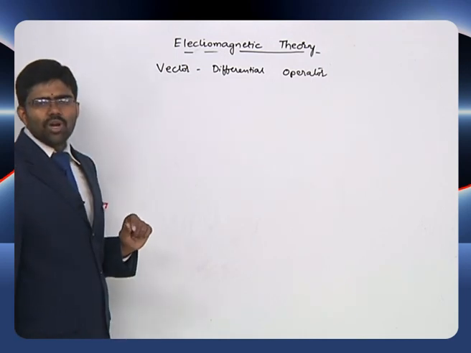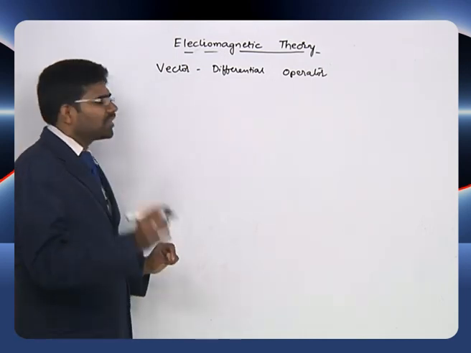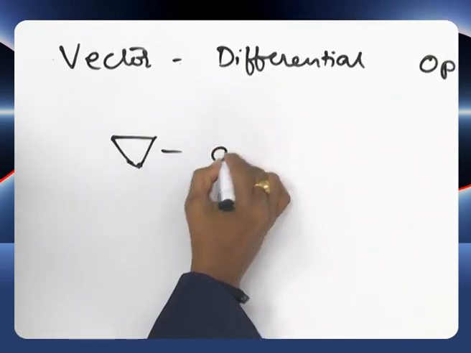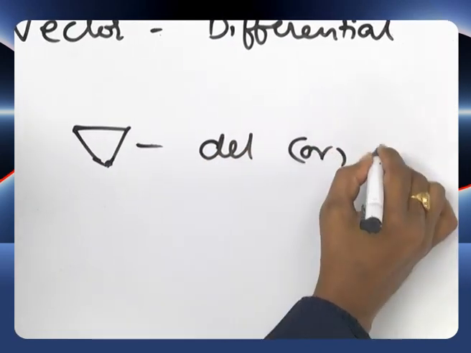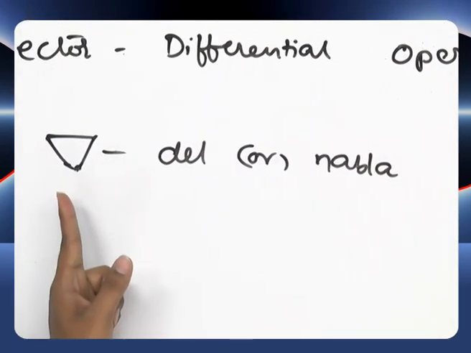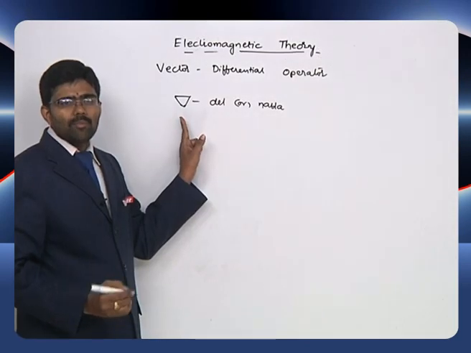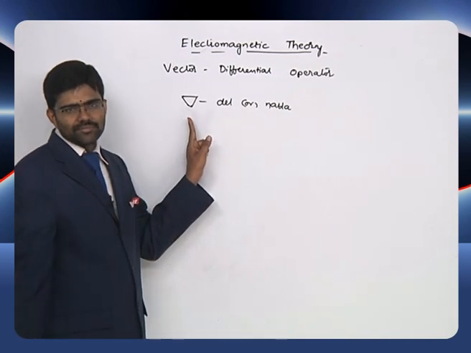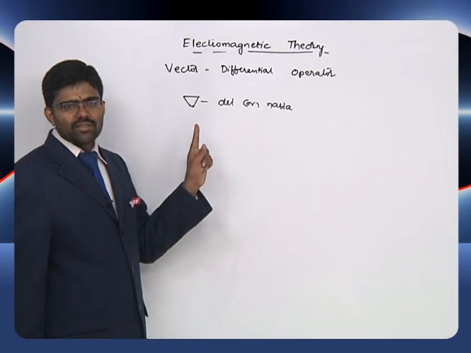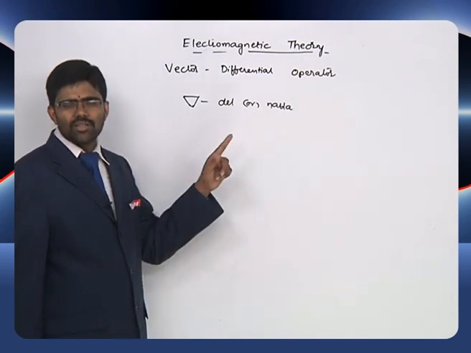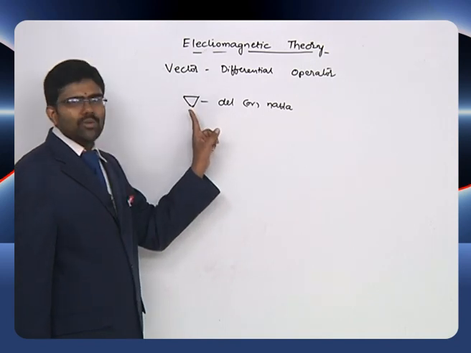For this, we will use a basic differential operator called del. This will be called either del or nabla. So this is a vector operator. This vector operator can be applied on a scalar, or the same vector operator can be applied on a vector. If it is applied on a scalar, what is it called? If it is applied on a vector, what is it called? We will examine that and interpret that also. Before that, how was it defined?